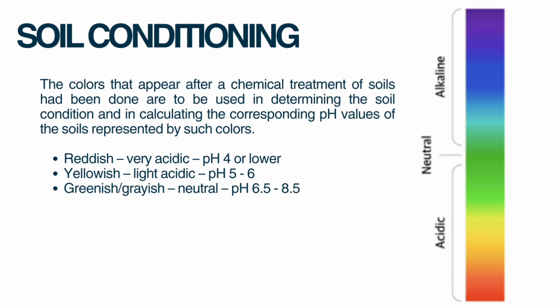After treating pond soil with a chemical indicator mixture, the color that appears can be used to determine the soil condition and estimate its pH. If the soil turns reddish, it is considered very acidic with a pH of 4 or lower, and if the soil turns yellowish, it is slightly acidic with a pH between 5 and 6. And if the soil turns greenish or grayish, it is neutral with a pH range of 6.5 to 8.5.